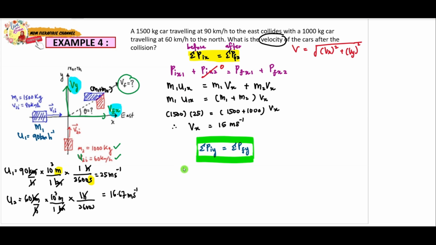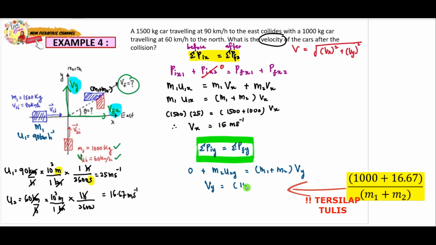So, we can write equation. So, saya akan mulalah. So, before the collision, K1 yang color biru itu tidak bergerak in Y component. So, dia akan kosong terus. Plus, K2 is moving upward, okay, to the north. So, dia ada U2Y. Okay. So, kita boleh letak M2 U2Y equal to, after collision, they are moving together, right? So, Vy.